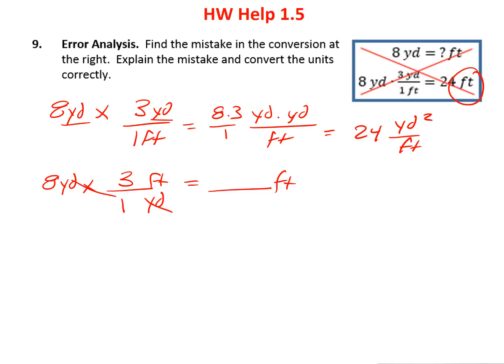And so the yards cancel out, and we do end up with 24 feet. And so in this case, the answer is right, even though the conversion that they used was wrong. So in essence, they understood, oh, I get 3 feet per yard. They wrote the wrong conversion factor, but because they set it up that way, they actually got the right answer. Okay. You may want to watch for this on the homework problem. They may have flipped it around, and you need to flip it back the other way to get the correct answer.